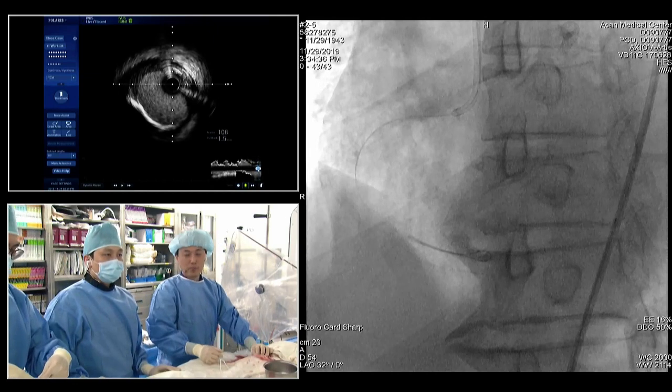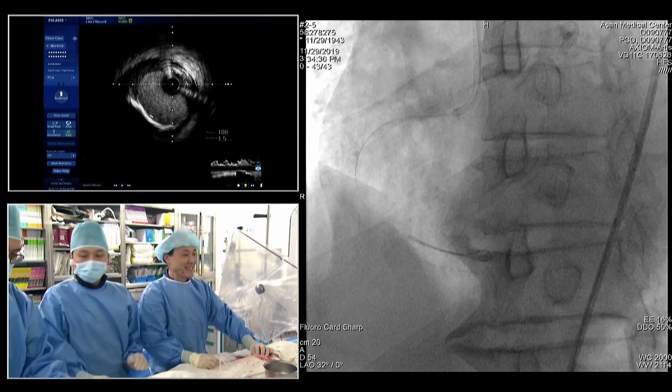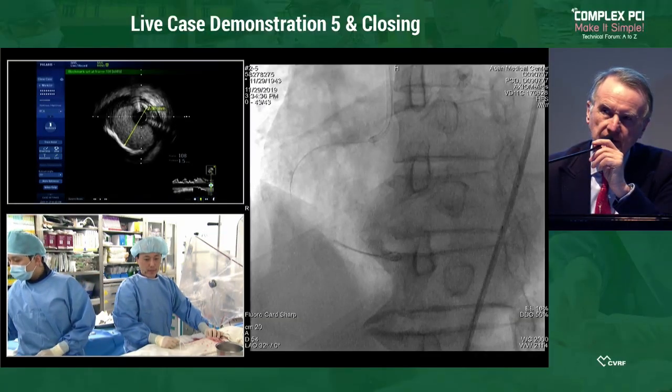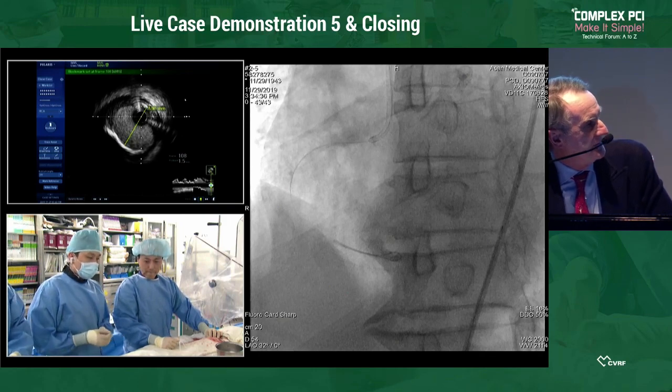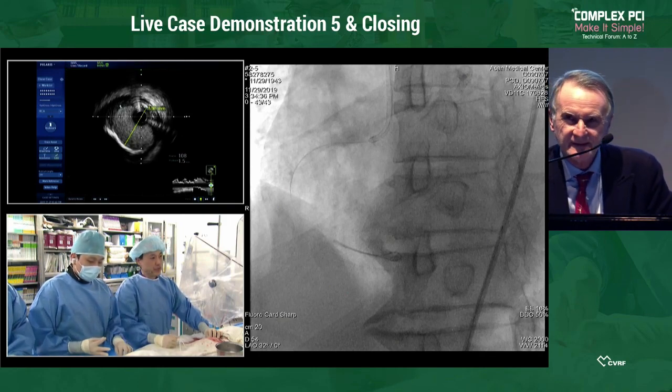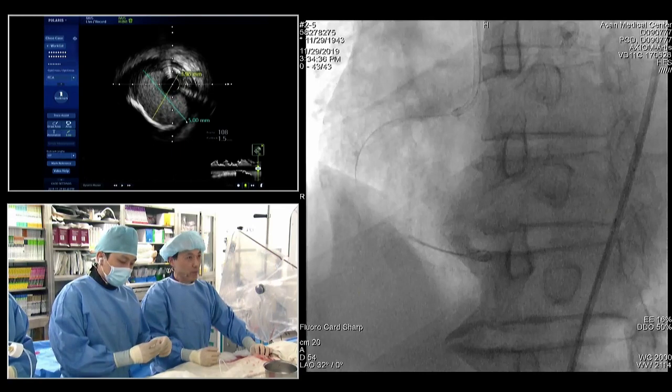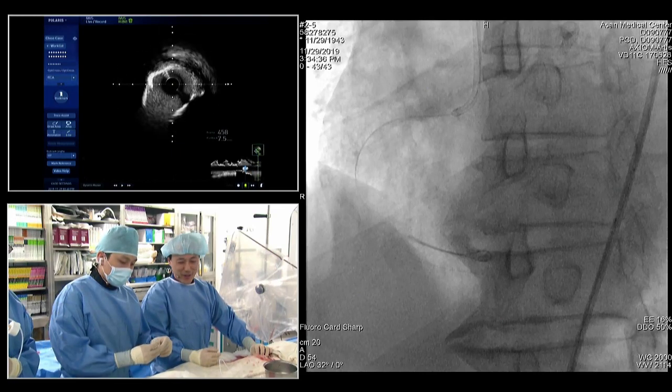Which size balloon? Well, we pulled out a 3.25 NC. I think it's high pressure, but I don't want to waste it. It's too small. I know. Yeah, I would have said the vessel is probably a 3.5 or a 4.0, but the problem is I already opened it, so I want to make sure I don't waste it.